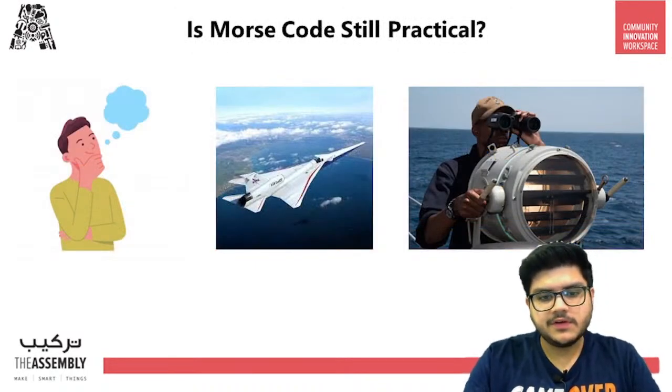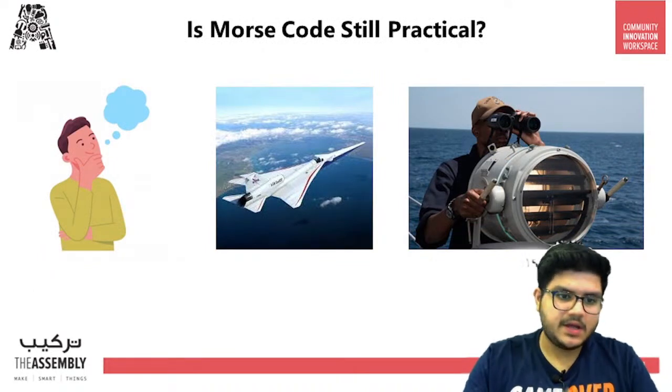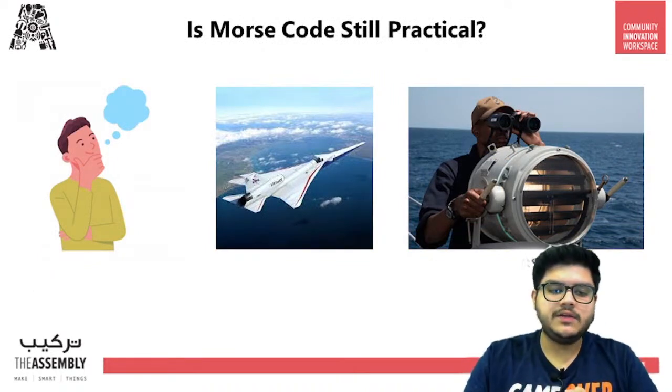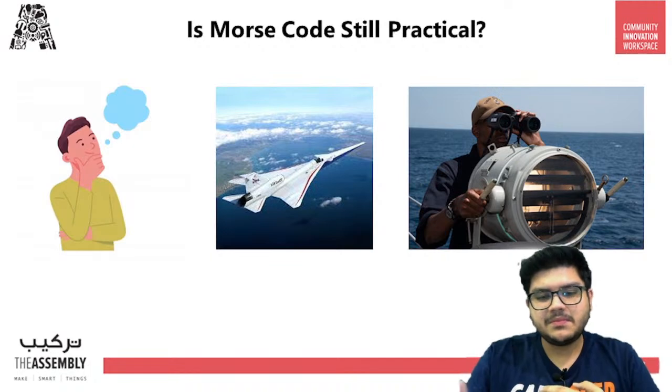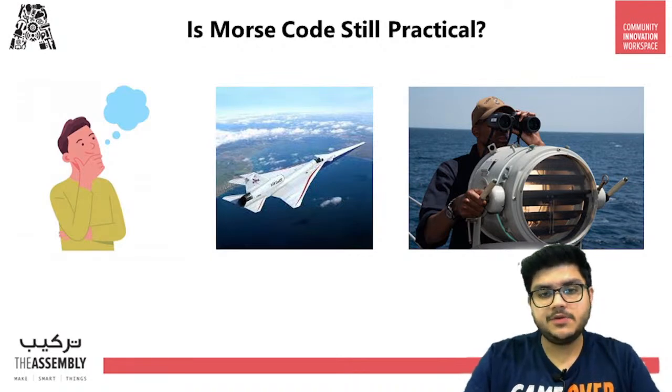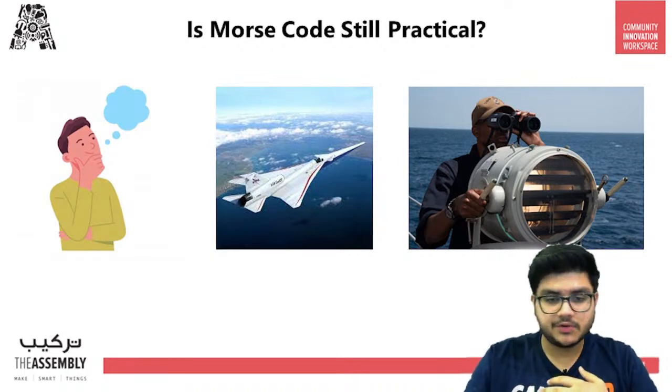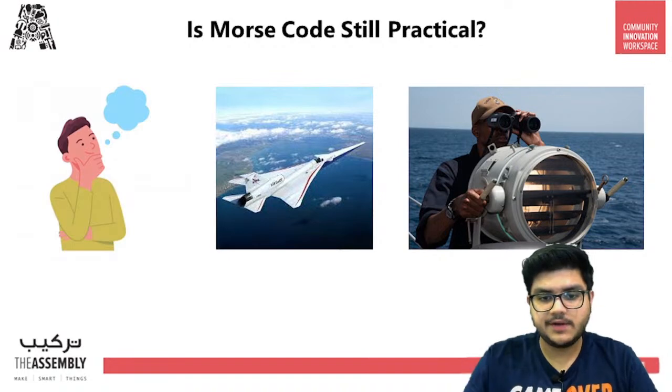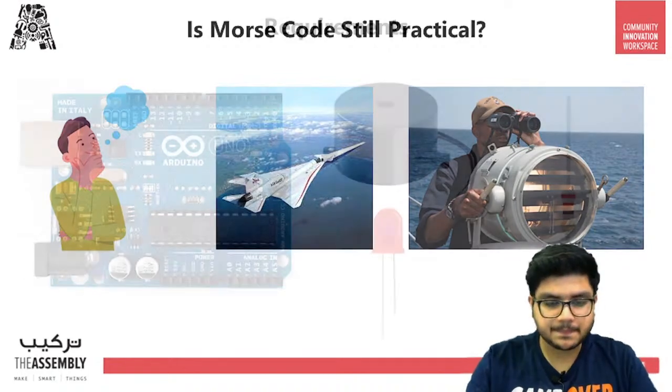So is Morse code still practical? Yes, it is used in aeronautics. While it may not be much used, it's still used in aeronautics for navigation, and especially ships use it for communicating with the control tower and signaling. So they use light waves, so they use light to signal or ask for help to the control tower.